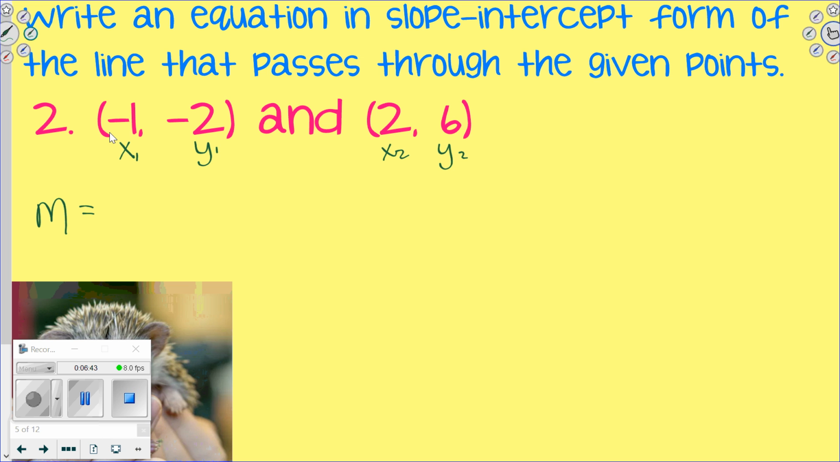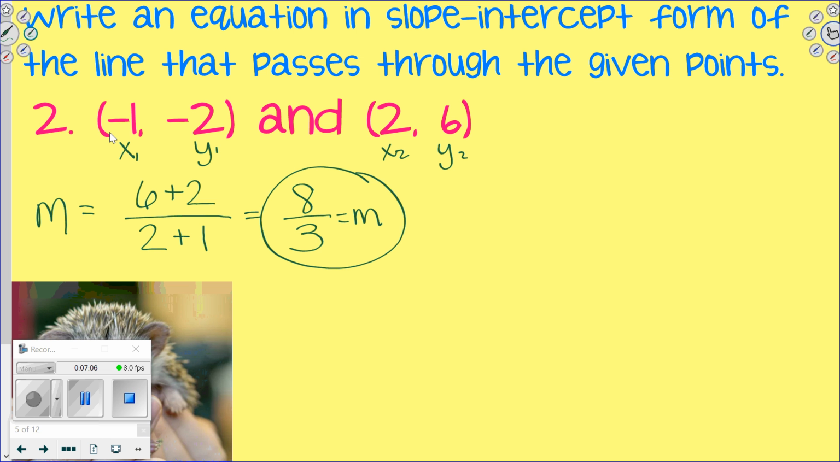So y2, which is 6, minus y1, which is -2. So I'll make that plus 2. x2 is 2, minus my x1, which is -1. So it changes that to plus 1. So on the top, 6 plus 2, 8/3. So that's my slope. 8/3 is not pretty, but that's okay. It's just a fraction. All right, then we got to use that. We now have a point, we have 2 of them, and a slope, so we go to point-slope form. So y minus y1 equals m, x minus x1.